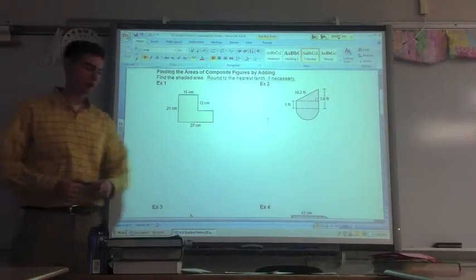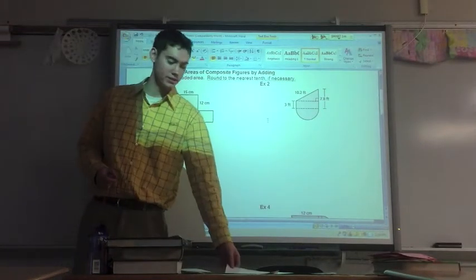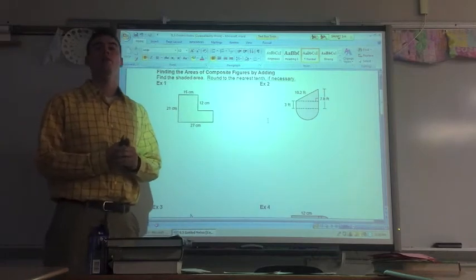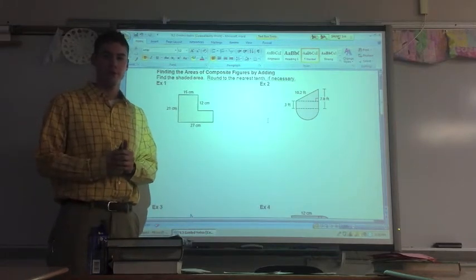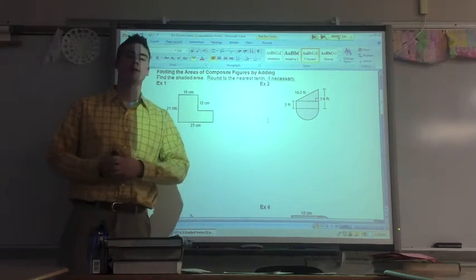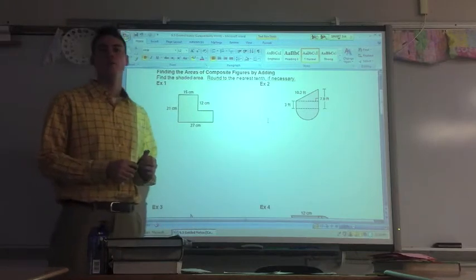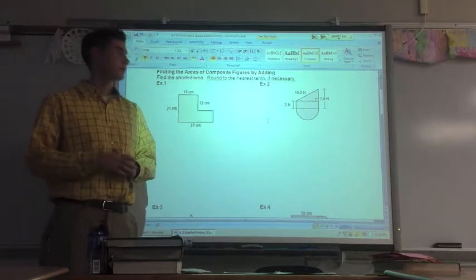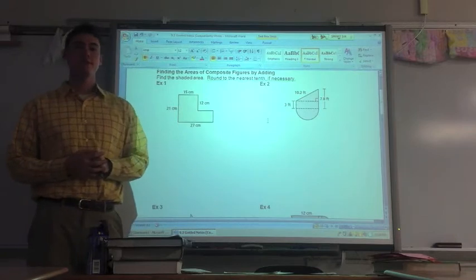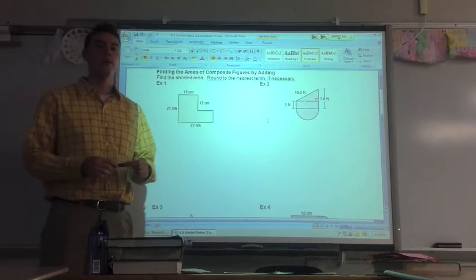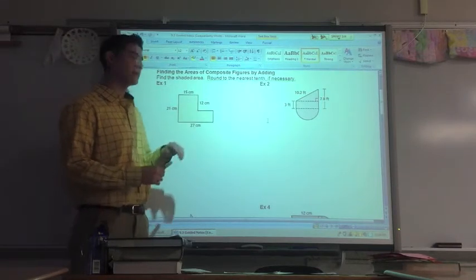Hello folks, welcome to section 9.3 in your notes. This is on composite figures in the Green Holt geometry textbook. As you know, in the past we've been talking a lot about finding the areas of circles, rectangles, triangles, and trapezoids. Today we're going to be taking a look at finding the areas of figures that aren't as obvious.